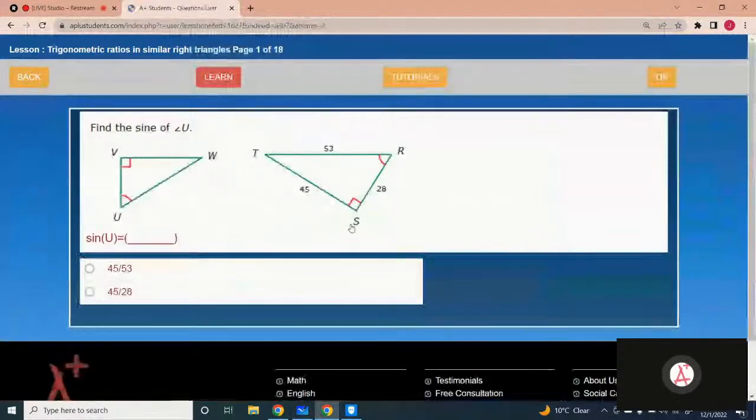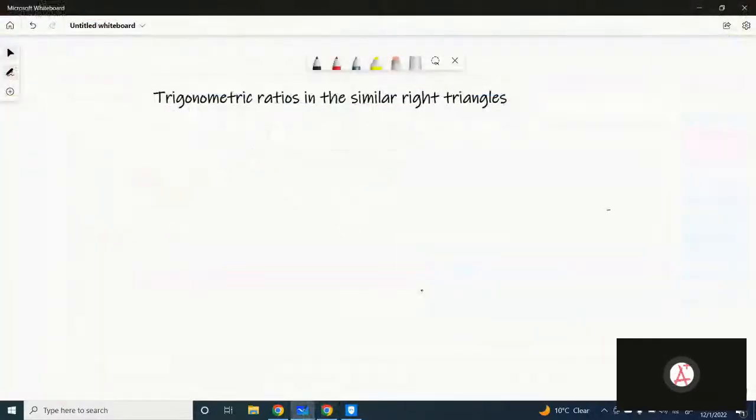Okay, let's start with the test. You have to find the sine of angle U. I am going to rotate the triangles. So the first triangle is VU and it would be W.